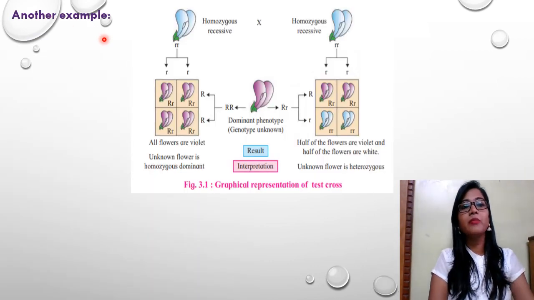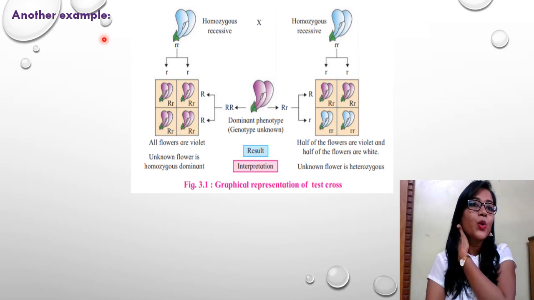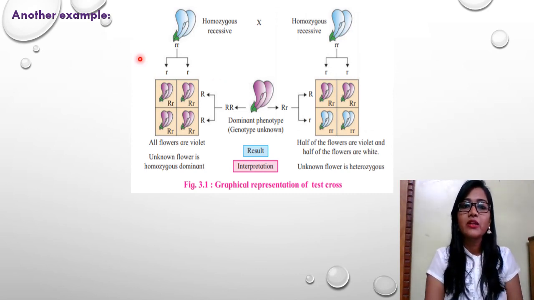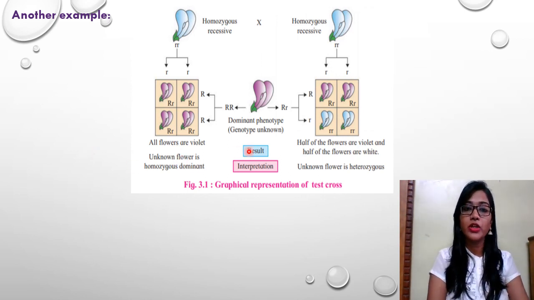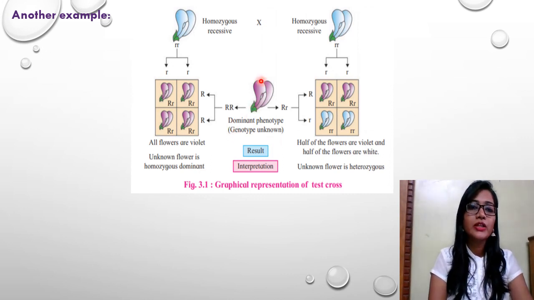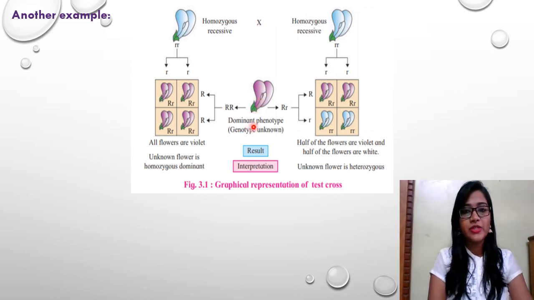Another example, which is given in your book, is to understand the backcross and test cross, and how we find out the genotype. For example, see, this is a dominant phenotype. As you can see, the genotype is unknown. Here we have a violet color flower. Now this violet color flower is a dominant trait in the Pisum sativum plant.